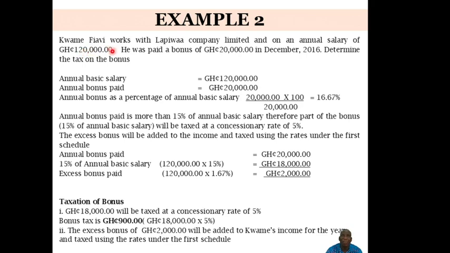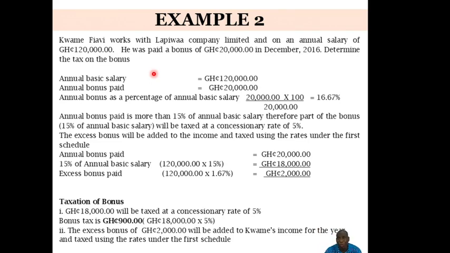Okay? 10% will give you 12,000. So 15% will be half more. It will be 18,000. Okay? 15% of 120,000 will give you 18,000. Meanwhile, the bonus was what? 20,000. Then you tax the bonus up to 15% of the annual basic.